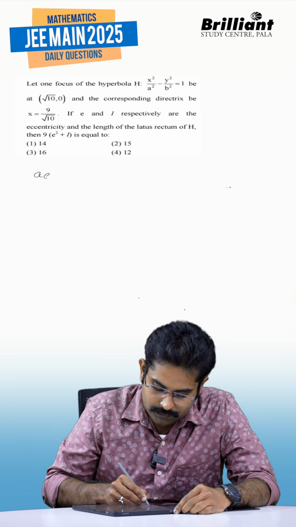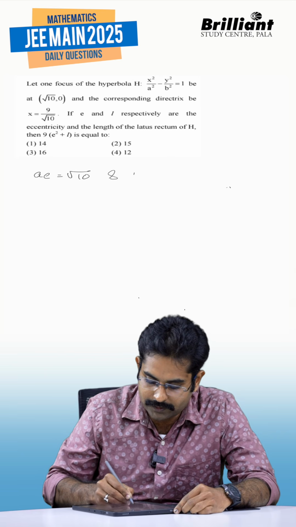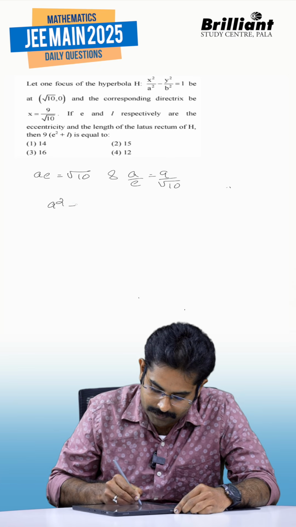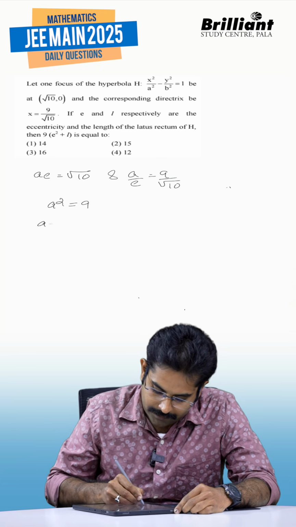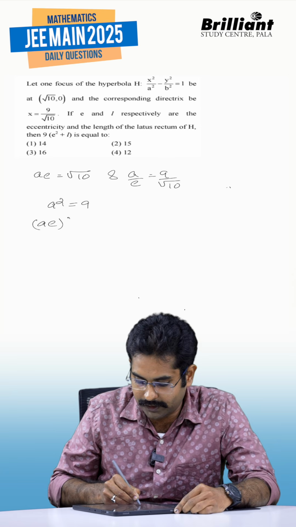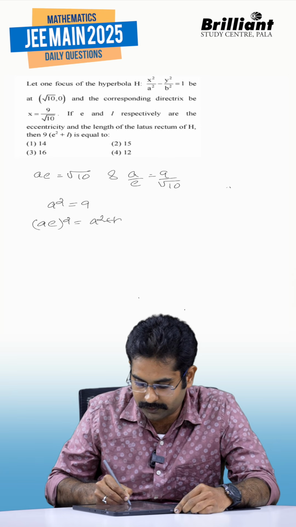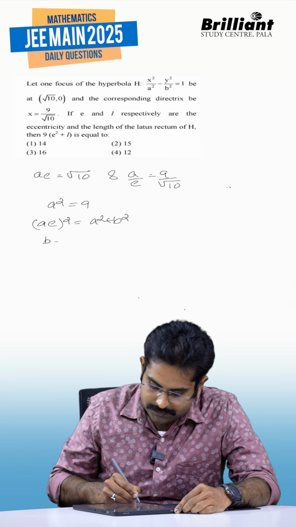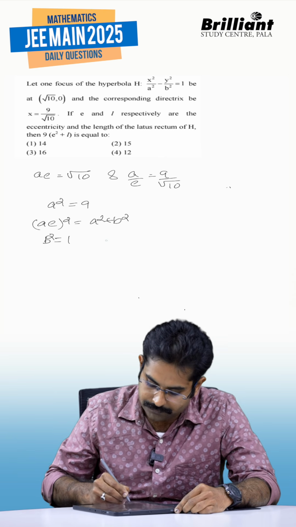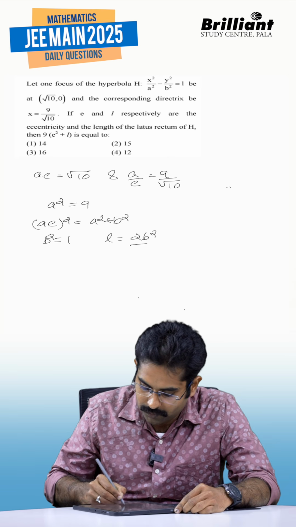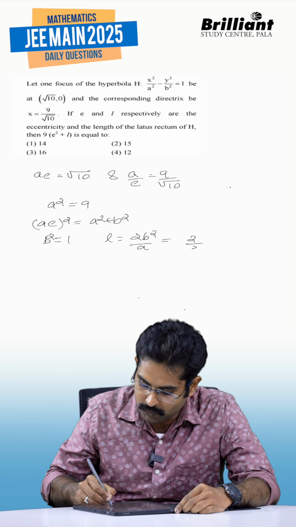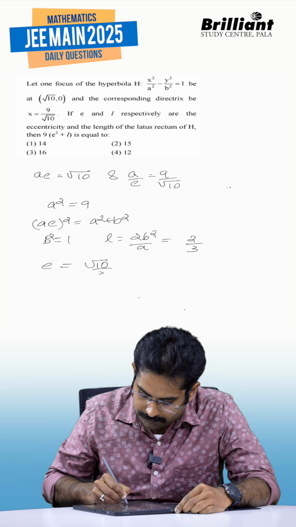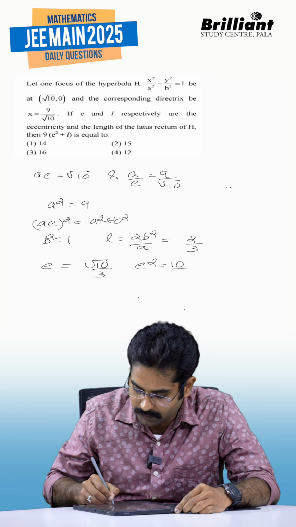Okay. So ae is root 10 and a/e is equal to 9 by root 10. On multiplying, we get a² is equal to 9, and we know that b² is equal to... a² is equal to a² plus b²... On substituting the value of ae and a², we get b² is equal to 1. So L is equal to 2b²/a, which is 2/3, and e is equal to root 10 by 3. e² is equal to 10 by 9.